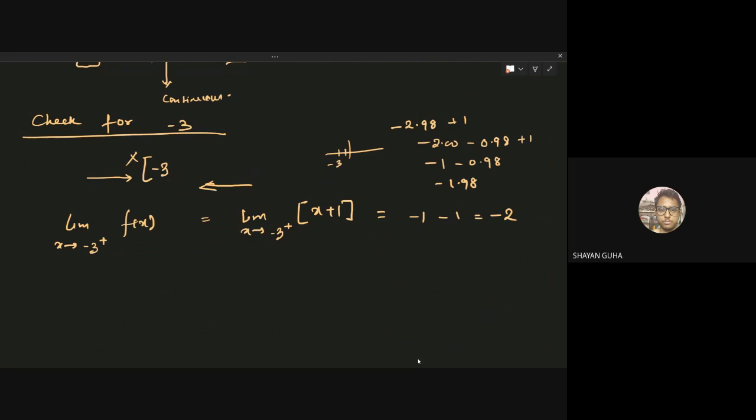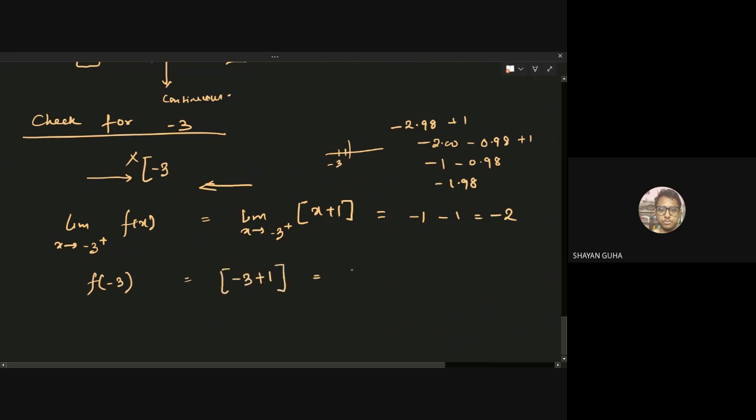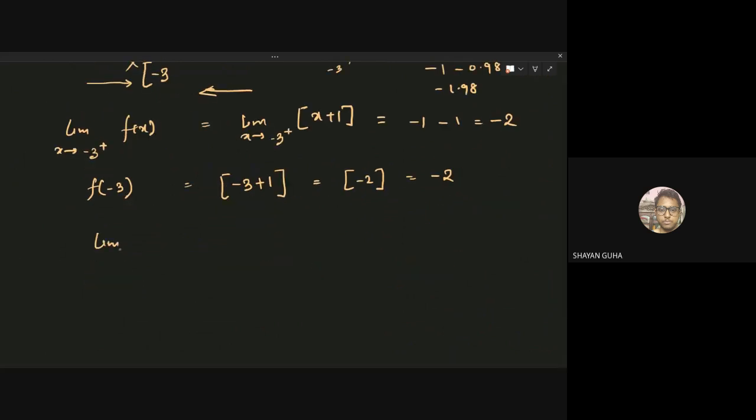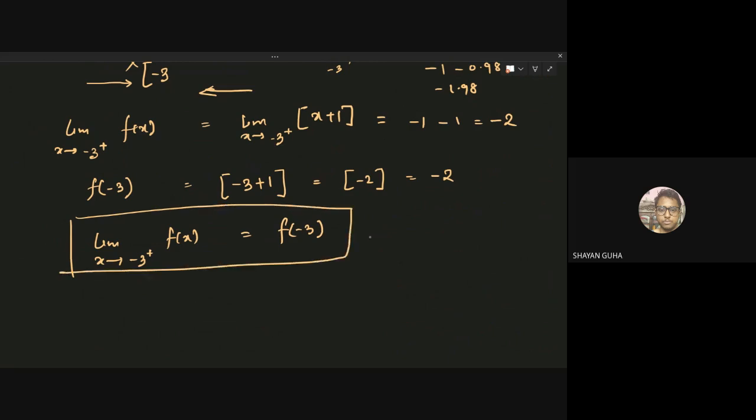Okay. So now I have to check for the functional value. What is f of minus 3? It will be box of minus 3 plus 1. This is becoming minus 2. Box of minus 2, when it's integer, it will give me an integer. So I can clearly see that my limiting value as x tends to minus 3 plus of f(x) is actually equal to f of minus 3. So this particular thing is ensuring that this function is continuous.